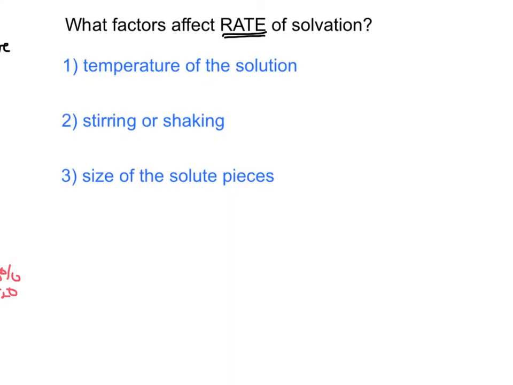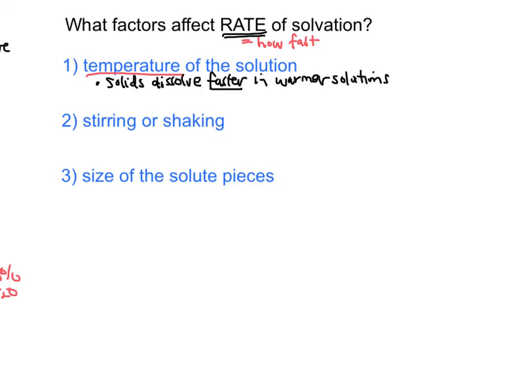So we should talk about the factors that affect how fast, or the rate, of this process of solvation. And you already know this stuff. If you want to get something to dissolve faster, you could do a number of things. The temperature of the solution would actually have an effect on how fast something dissolves. You already know this, but solids and liquids tend to dissolve faster in warmer solutions. So when you put a teaspoon of sugar into cold tea versus hot tea, it'll dissolve a lot faster in the hot tea.